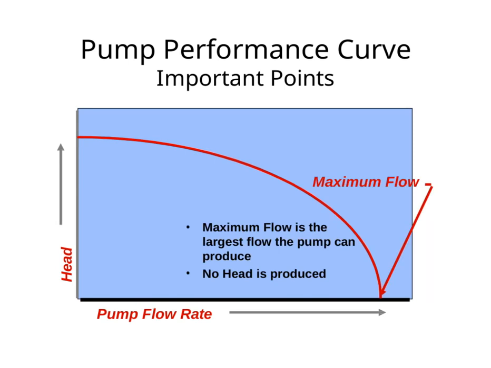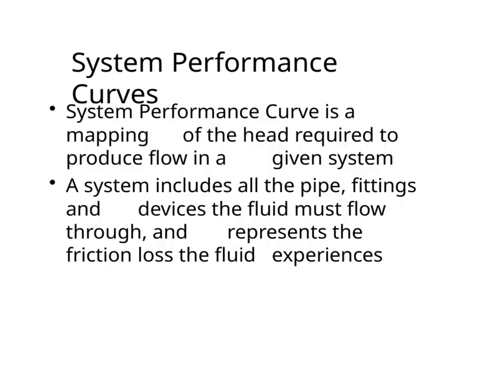Let's talk about maximum flow. This is the highest flow rate a pump can deliver. At this point, the pump isn't producing any head, meaning there's no pressure difference being generated. It's all about volume, not force. On the pump performance curve, this is a key point to understand because it marks the limit of flow capacity. Knowing this helps us see how the pump behaves under different conditions and why flow and head are always in balance.